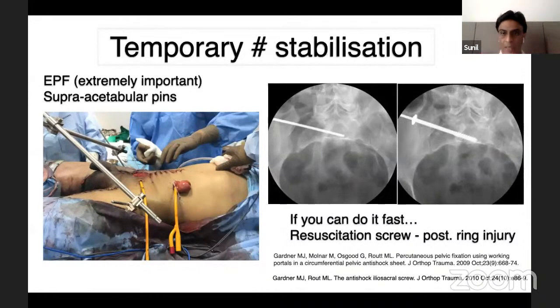This can really help as well, because whatever fixator you use, even a supraacetabular pin may not actually get perfect control of a posterior pelvic ring. But these don't have to be exactly accurate. This can be provisional, this can be temporary, and you can always revise it at your definitive fixation. So for temporary skeletal stabilization, the external fixator is the main tool. Posterior pelvic ring injury stabilization is actually optional.